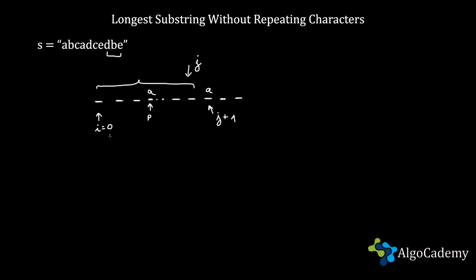Let's call it P. I will become equal to P plus 1. So the new I is going to be here. And now that I've got rid of this A, and of course, all the characters here are different, we know that my current substring is going to be now this one, I, J plus 1. What do I do? Of course, I try out more characters.